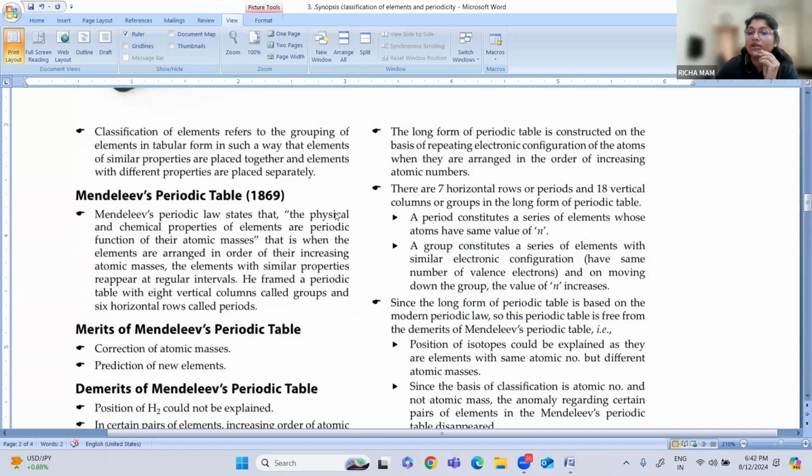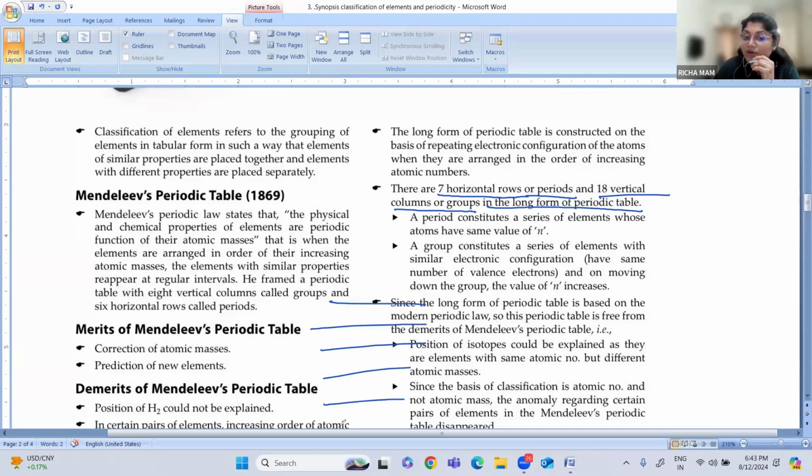What does the modern periodic table consist of? Remember that it consists of 7 horizontal rows, called periods, and 18 vertical columns, called groups. So the long form of the periodic table, or the modern periodic law, consists of 7 horizontal rows like this, and 18 vertical columns or groups like this.